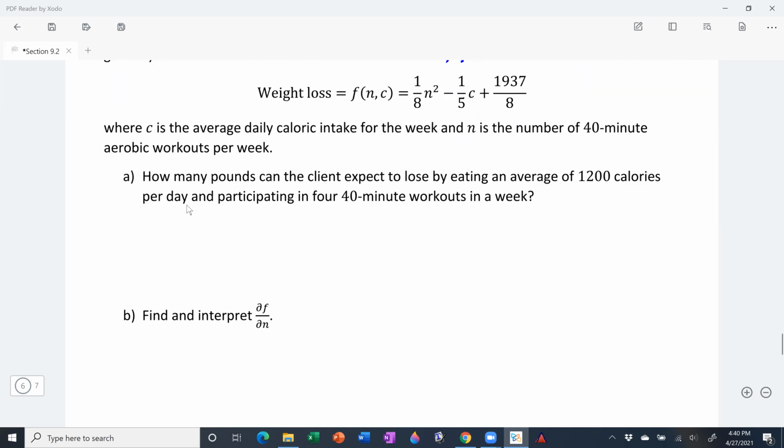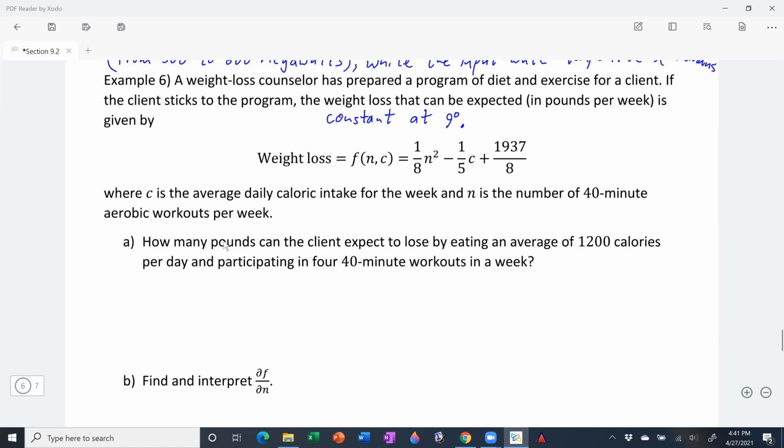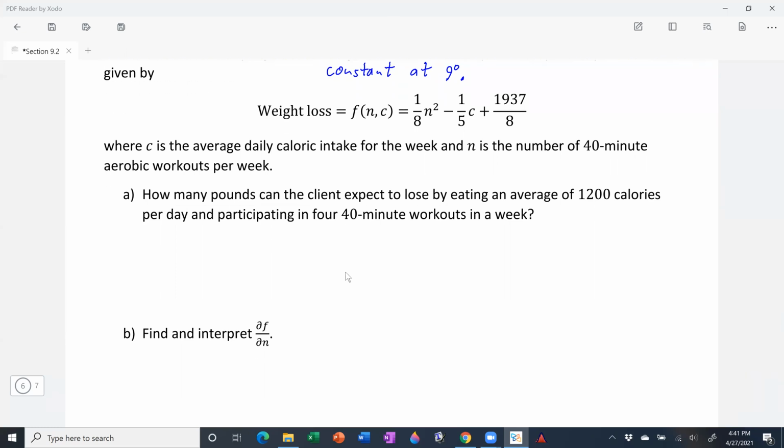Okay, so let's think about this one. I think for this one, all we're actually doing is just plugging in values. There's no derivative stuff going on here. So how many pounds can the client expect to lose if we plug in 1,200 for C and 4 for N, because N represents the number of 40-minute workouts. So that 40 is not going to be used at all, so don't get thrown off by that extra number. The minutes of the workout is not part of this because we're just counting the number of those 40-minute workouts. And again, interpreting is the hardest part about dealing with multivariable problems.